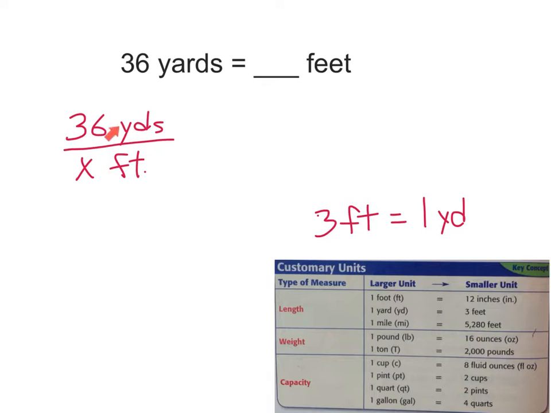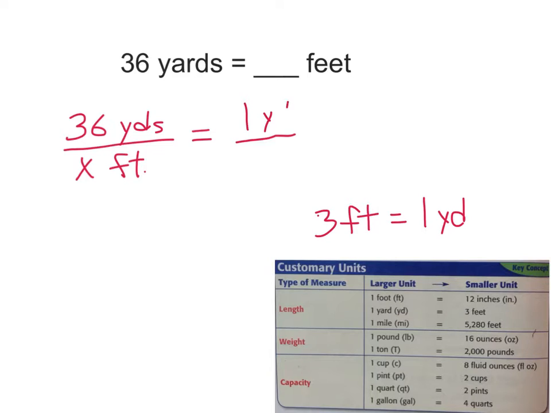Now I include that in my ratio here, so we want to get that to equal. Now be careful. If you put feet on the top here and yards on the bottom, you don't have the same units on the top and on the bottom. So I want to put that 1 yard right here.